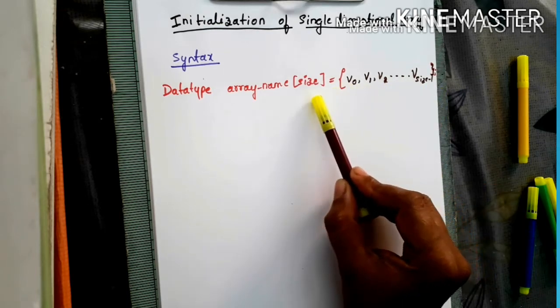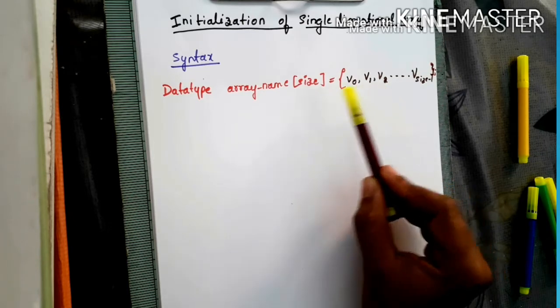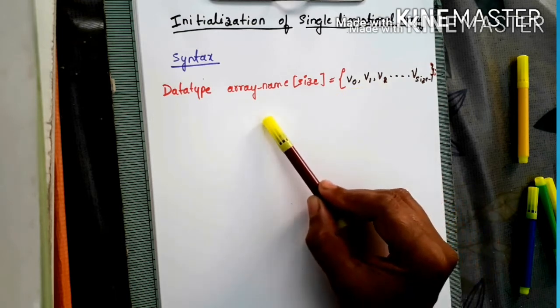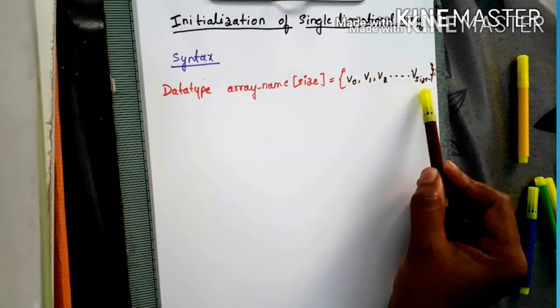V0 is the first element of the array. V1 is the second element of the array. V2 is the third element of the array. V size minus 1 is the last element of the array.